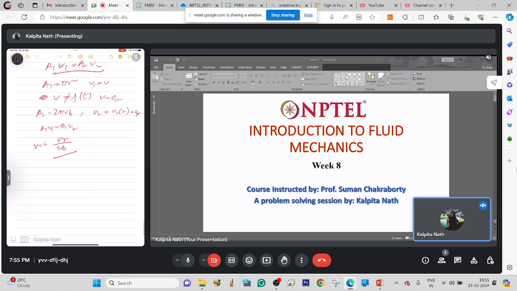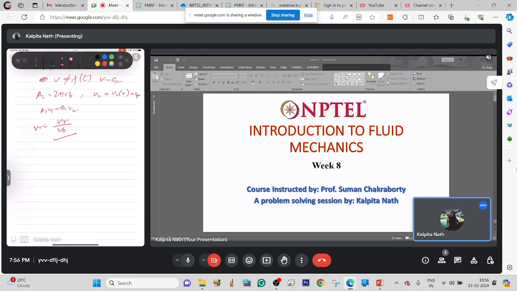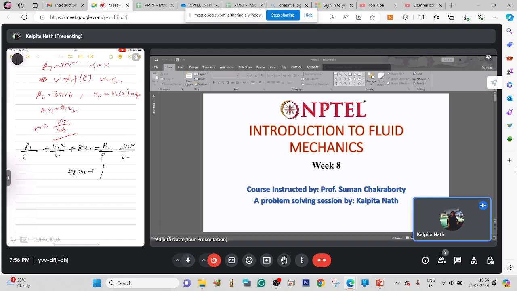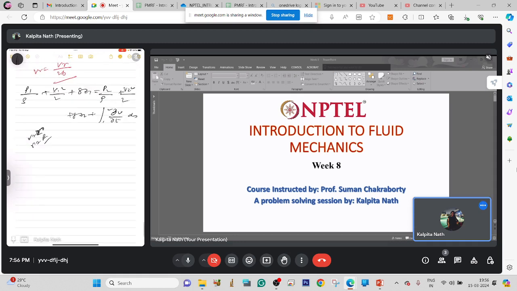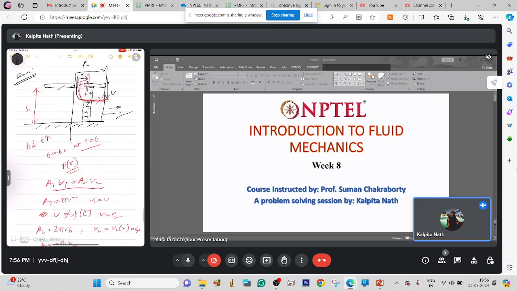Now for unsteady flow, we need to retain the unsteady term in the Bernoulli equation. P1 upon rho plus V1 square upon 2 plus g Z1 is equal to P2 upon rho plus V2 square upon 2 plus g Z2 plus the integral from 1 to 2 of del V del t ds. This is applied between point 1 at small r, and point 2 at small r equal to capital R. So g Z1 is equal to g Z2, and P2 is the atmospheric pressure.